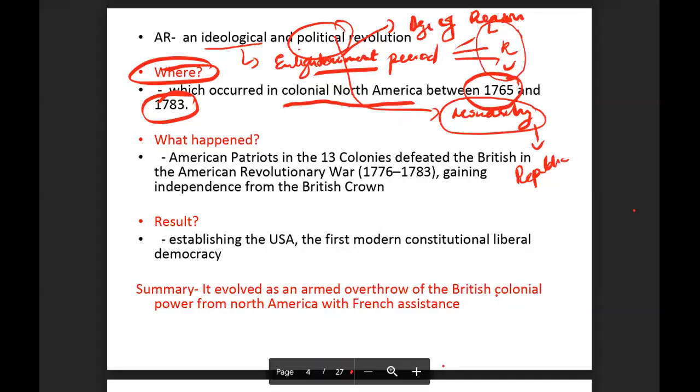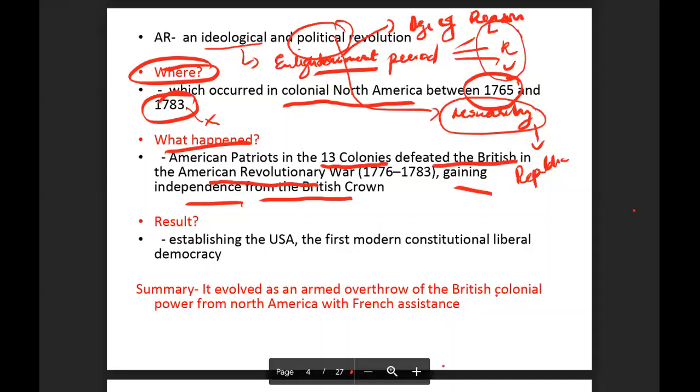It does not end in 1783, but we will be discussing topics till 1783. After that, we'll move into a different thing. What happened is that American patriots in the 13 colonies defeated the British in the American Revolutionary War, gaining independence from the British crown. You may not fully understand because this is the crux. In the next 20-25 PPTs, I'm going to discuss this only.